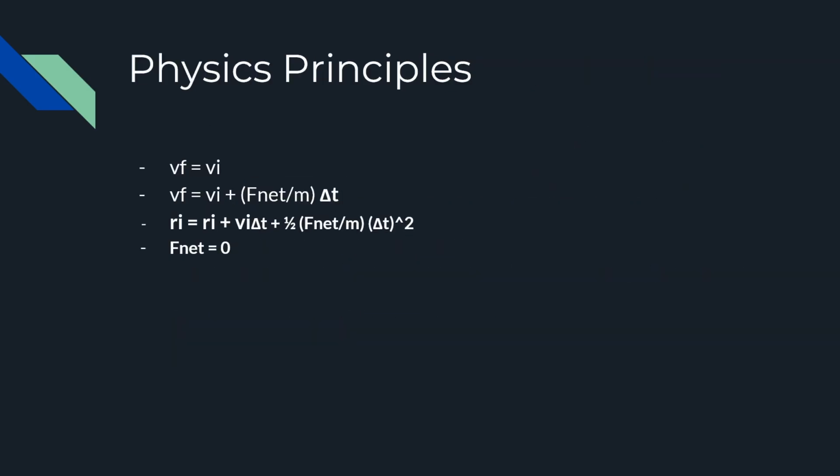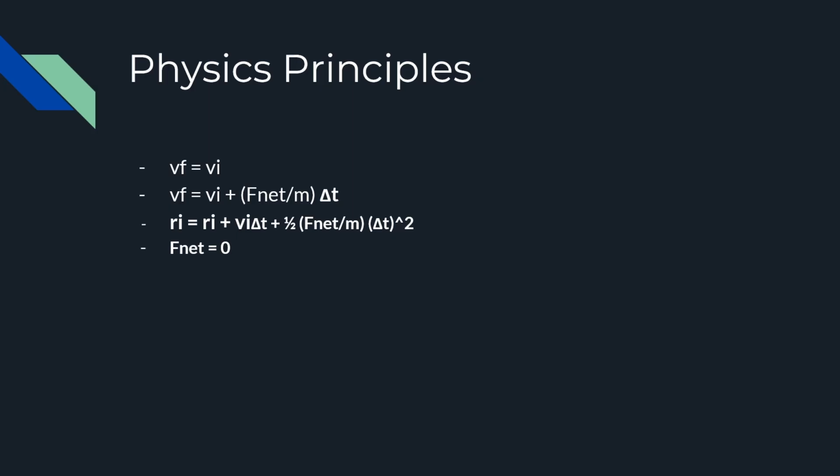The lab relied on a couple of different physics principles. The main one was Newton's second law, which states that the force on an object causes acceleration. In equation form, the velocity update can be written as v final equals v initial plus the net force divided by mass times delta t. The position update formula is another formula that I used in this lab, which is r final equals r initial plus velocity times delta t plus 1/2 times net force over mass times delta t squared.